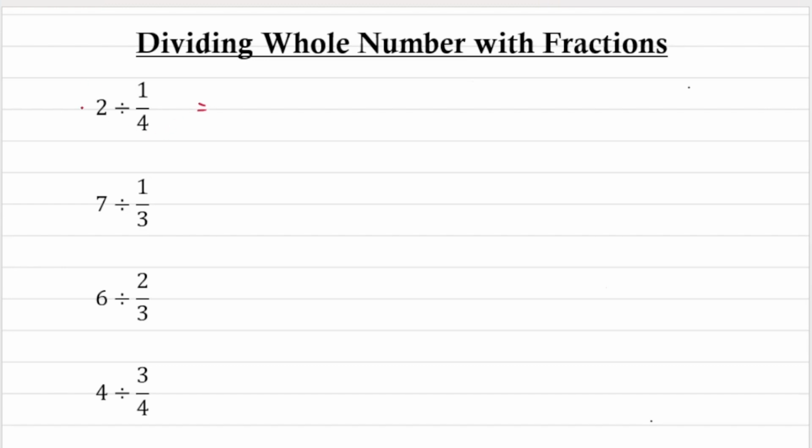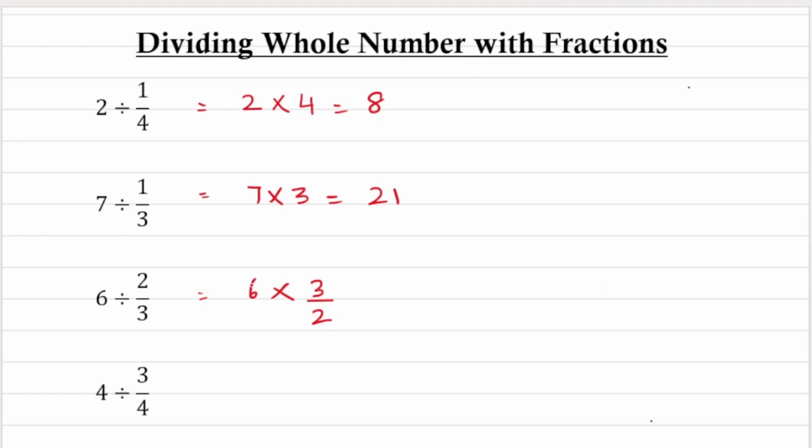So keep the first fraction or the whole number as it is. Change this division to multiply, and what is the reciprocal of 1/4? It is just 4. So my answer is 8. 7 times, flip this fraction, 3, answer is 21. 6 times, flip this fraction, 3 halves. Now 6 times 3 is 18, and 18 divided by 2 is 9.